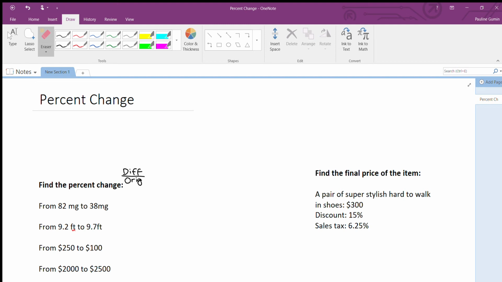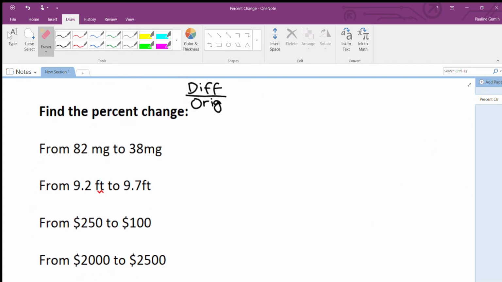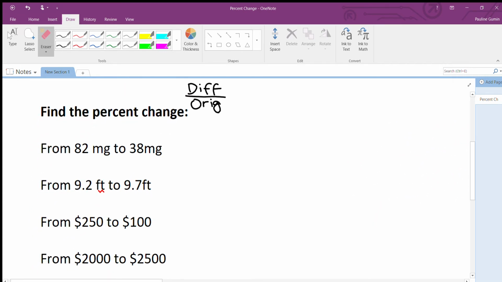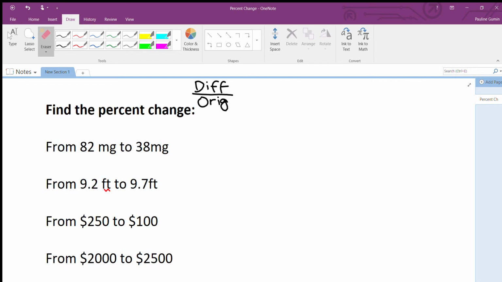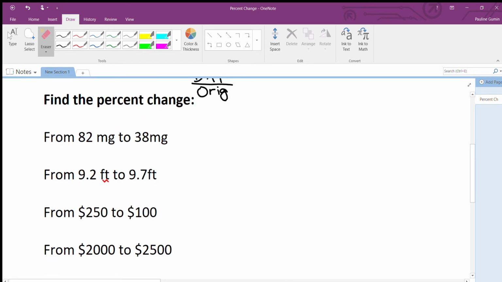Everyone, let's talk about some percent change. Percent change in general is the difference over the original. And this works when you're given two amounts. So here are two amounts. Let's do some math together.